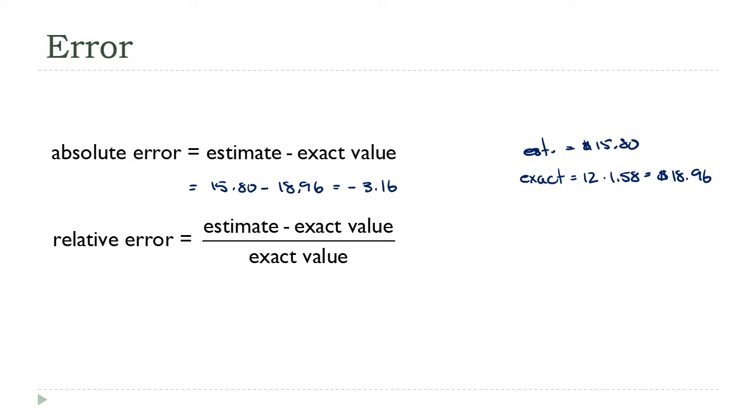To get the relative error, I'll take that value, negative 3.16, and divide it by the exact value, $18.96, and that gives me negative 0.167, rounding it to 3 decimal places, which is usually pretty accurate. Now, if I really want to make this a percentage, I'll multiply this by 100 and get an error of 16.7%.